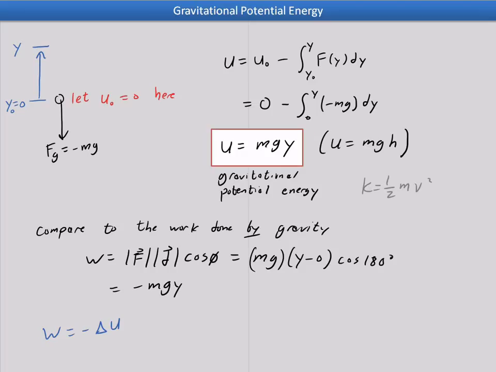Also, it's kind of neat to point out that this is a negative work, okay? So that means that this is energy removed. So where did it go?